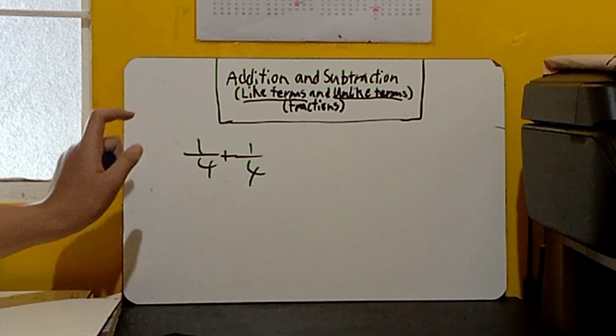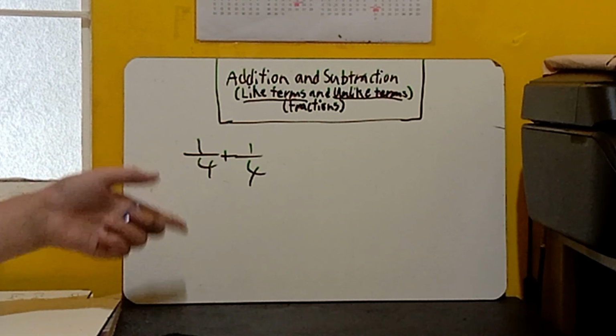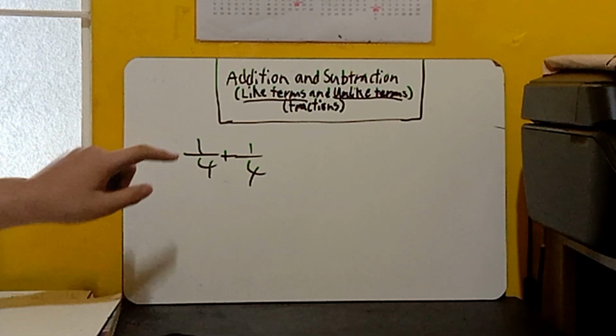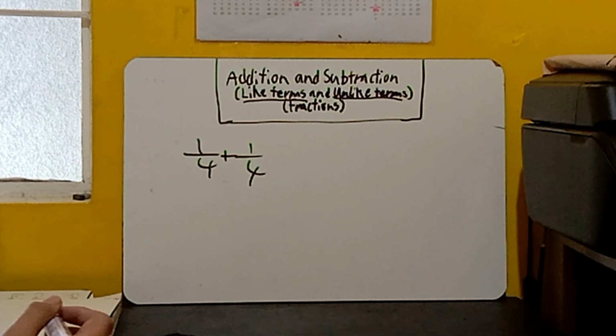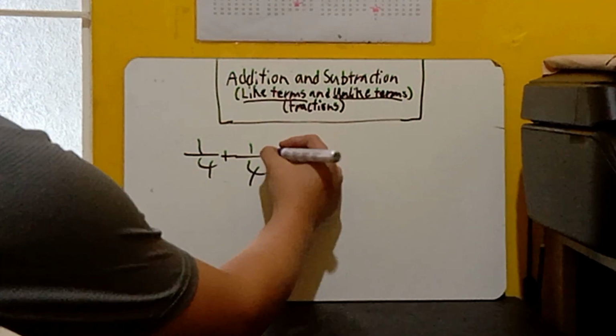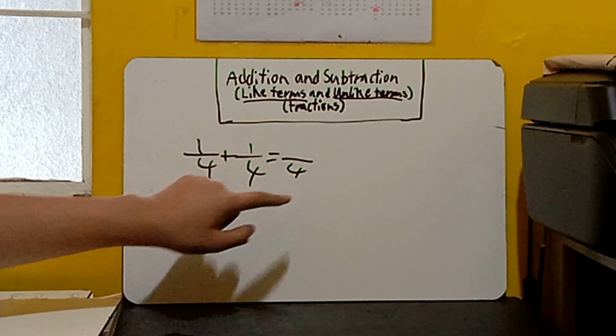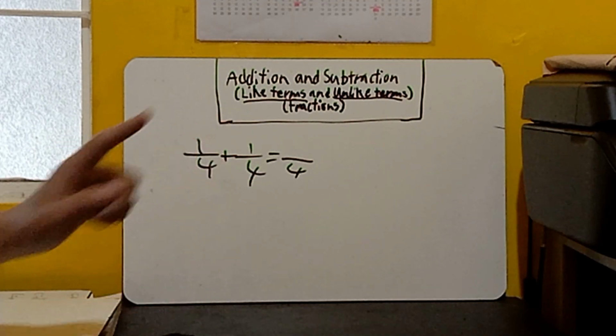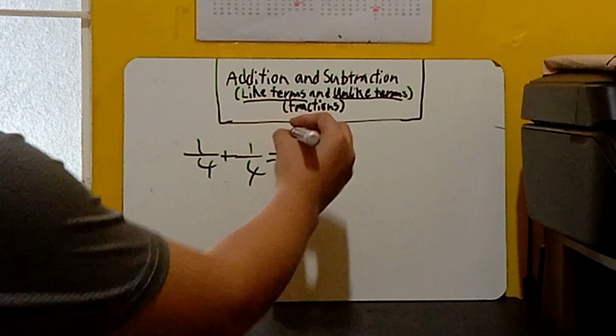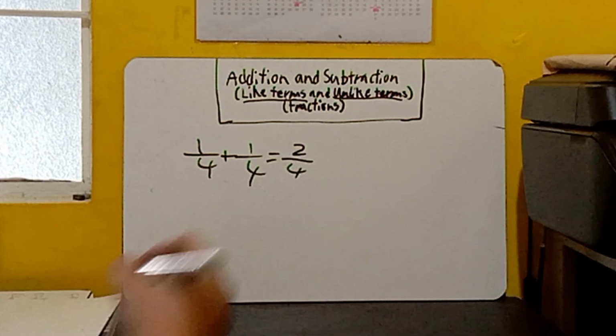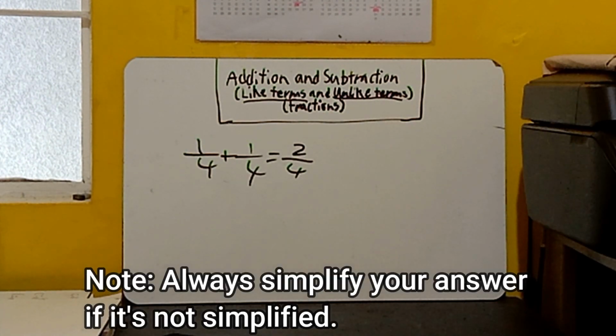Well, we already know how to solve the like terms of addition. It's simple, 1/4 plus 1/4. We just copy the denominator and then add the numerator. So 1 plus 1 is 2. That's our answer, but we need to simplify it.